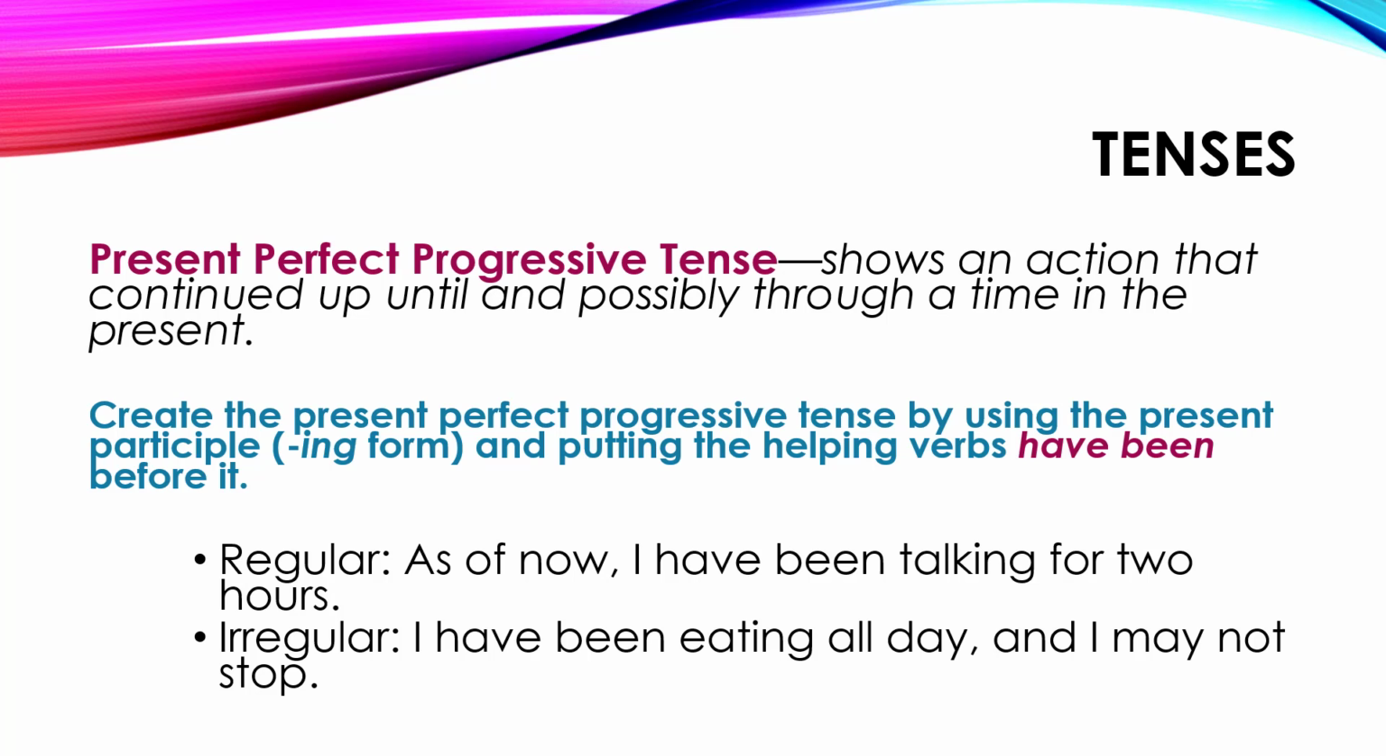Present perfect progressive tense, now we're getting complicated, shows an action that continued up until and possibly through a time in the present. Create the present perfect progressive tense by using the present participle ing form and putting the helping verbs have been before it.